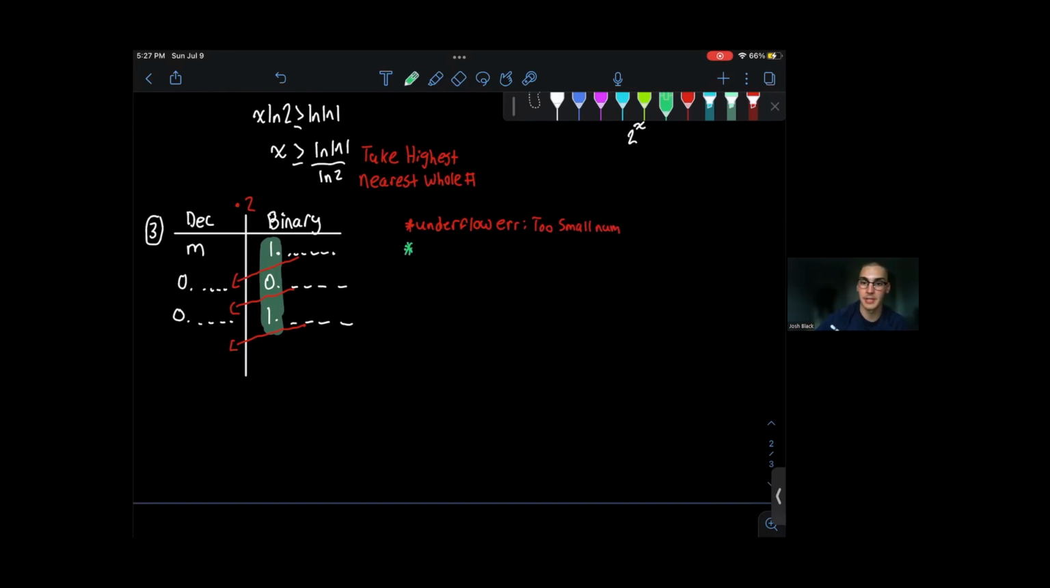Now let's talk about the opposite, an overflow error. This is if our computer is asked to access a number that is too large for it.